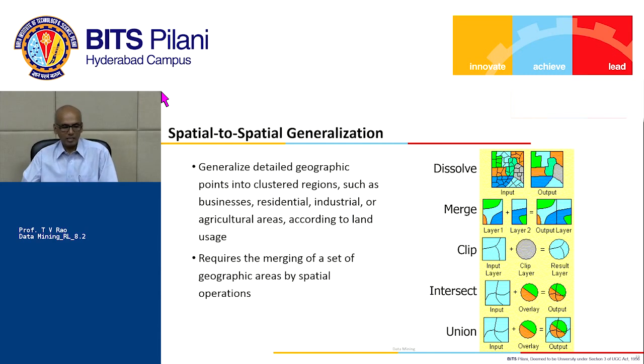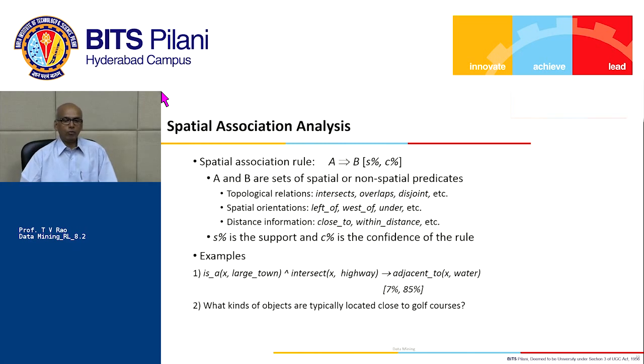And when we try to express the spatial data using the association mining, then we may get an association rule which is of this kind, for example, where A implies B with support and confidence. So it will somewhat come like this. For example, if X represents a large town and intersects a highway, it is likely that there is a water source next to it.